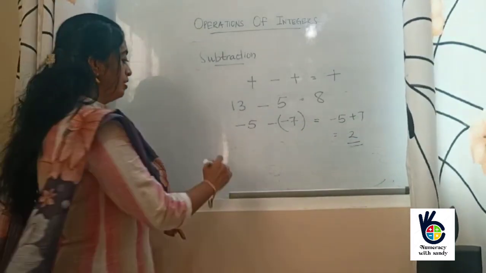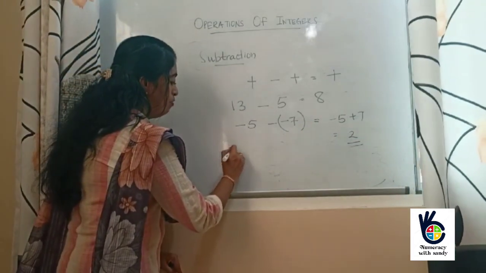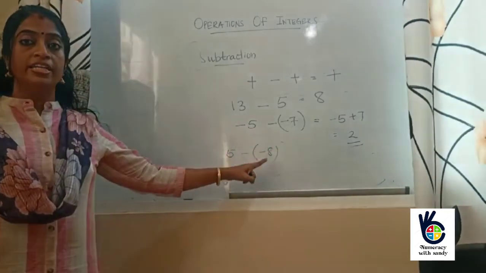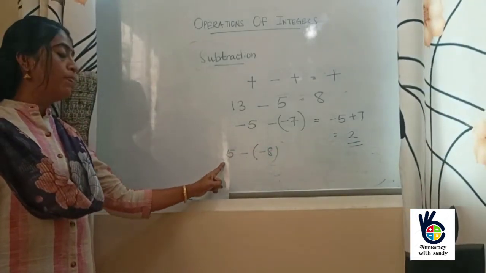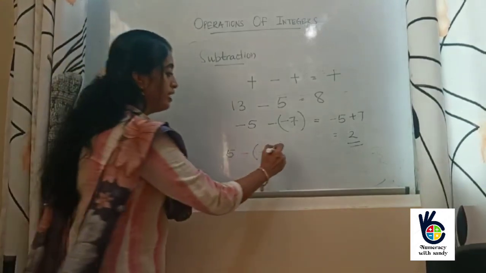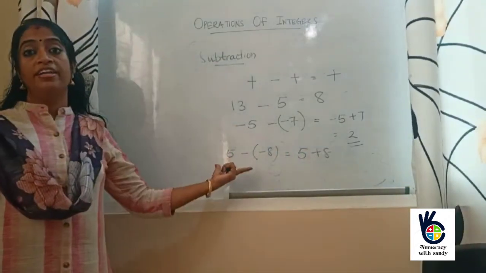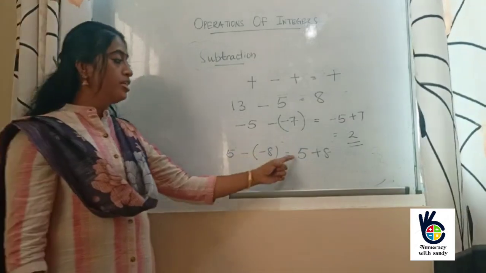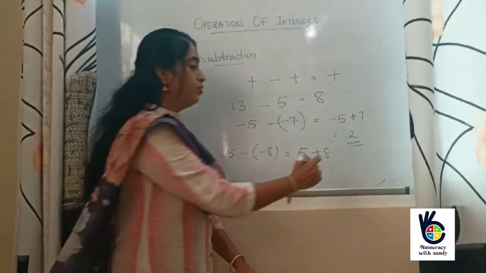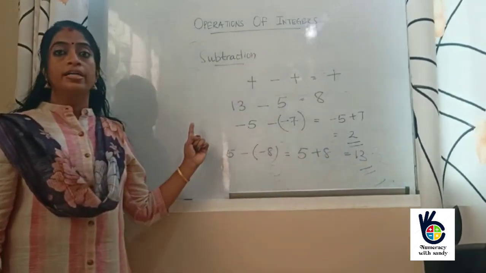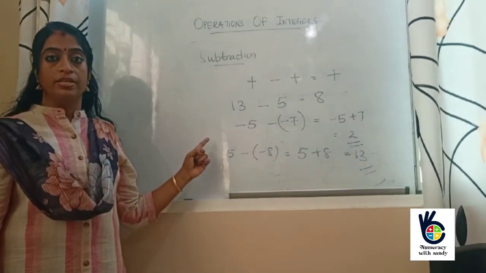Okay, let us check 5 minus negative 8. That means a negative integer is subtracted from a positive integer. So the second number's sign changes to plus and it automatically becomes the addition of two positive integers. 5 plus 8 equals 13. Understood? So here comes the rule on subtraction.